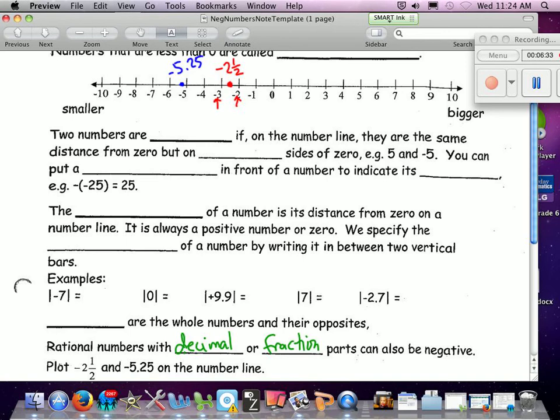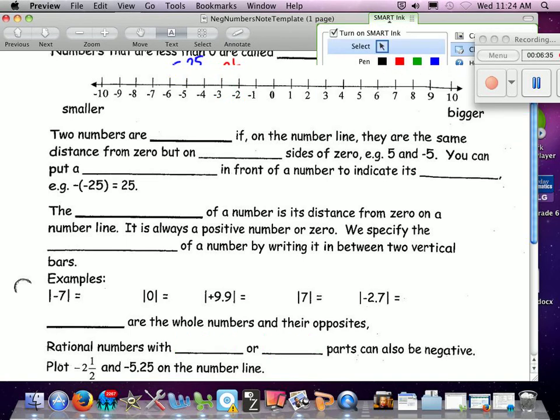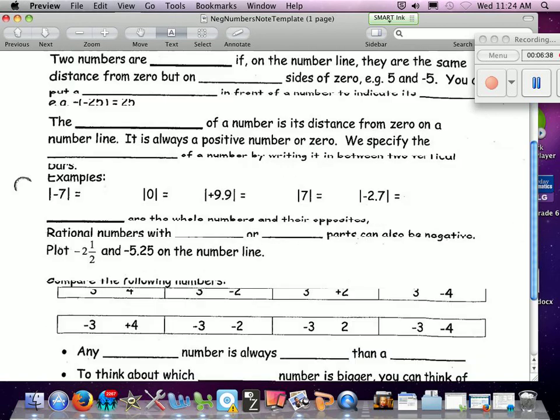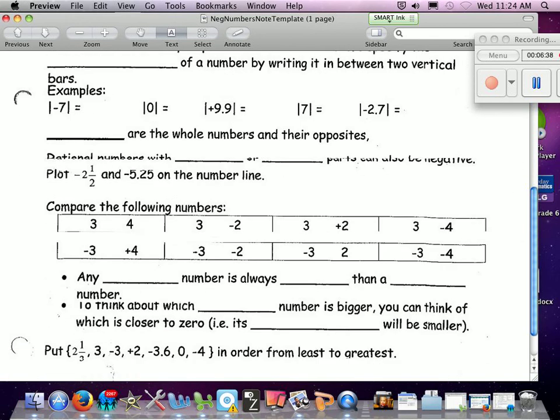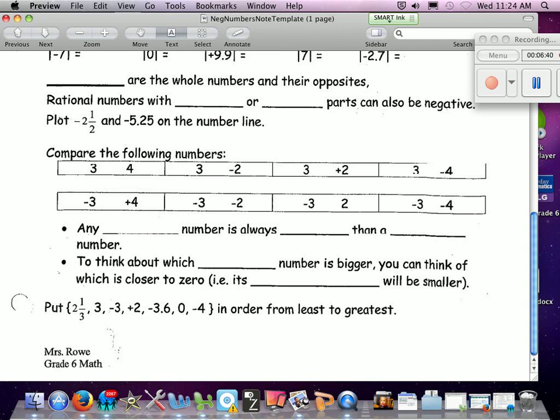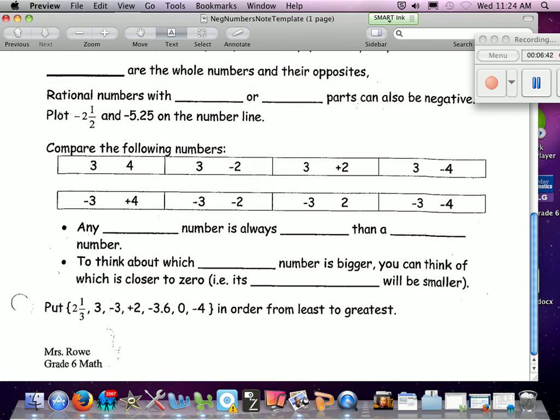Then we're going to go into comparing and ordering. We did a lot of that in the first few sections of chapter 6. So compare the following numbers. I'm going to have you pause the video so you can fill in these 8, and then we'll go over the answers. So all of those examples were integers, so they're a little bit easier to compare.